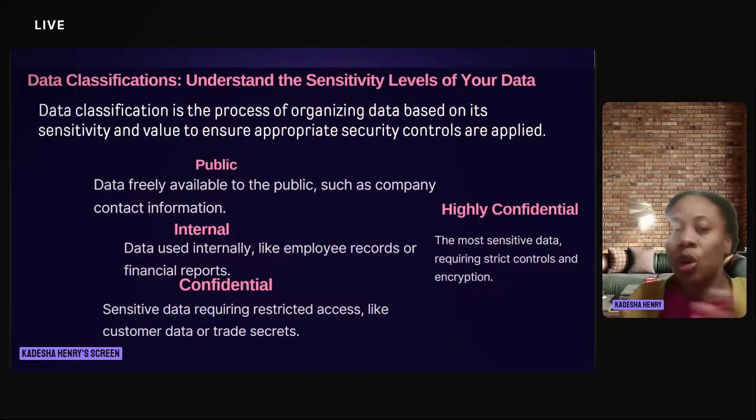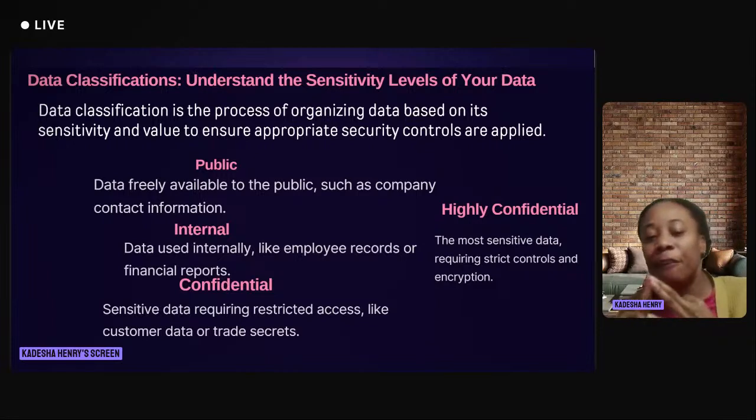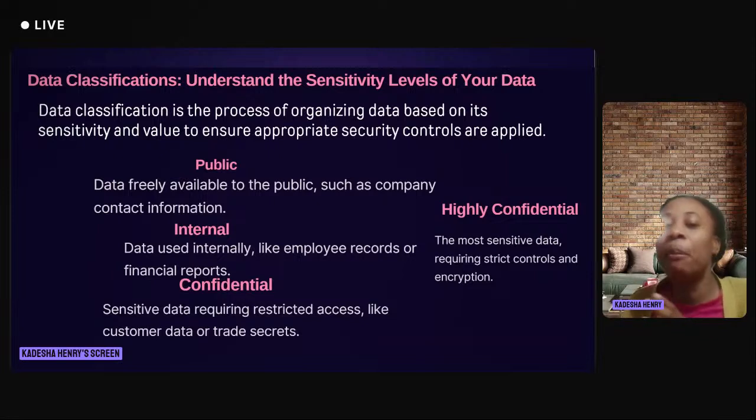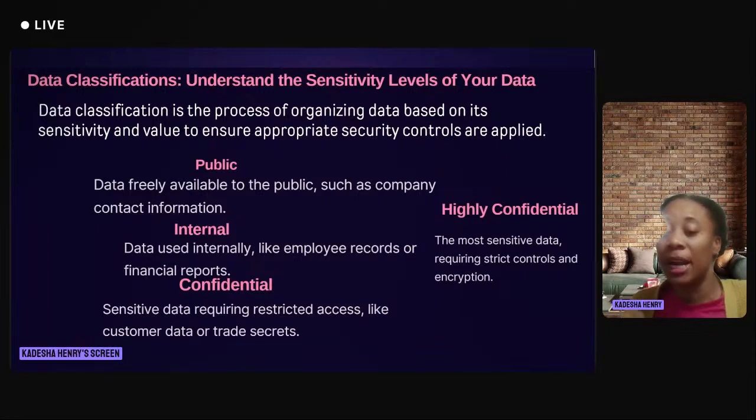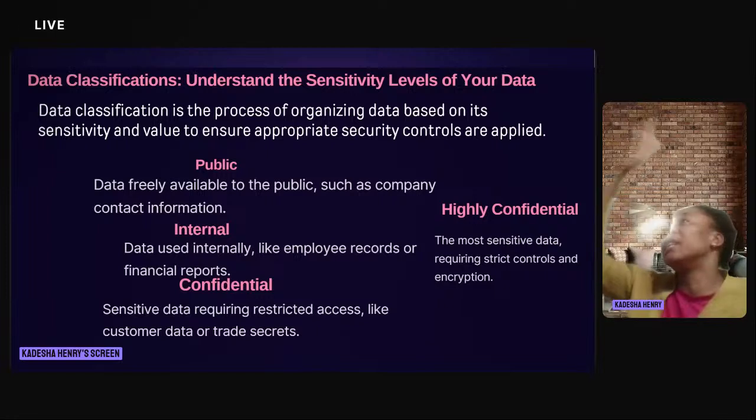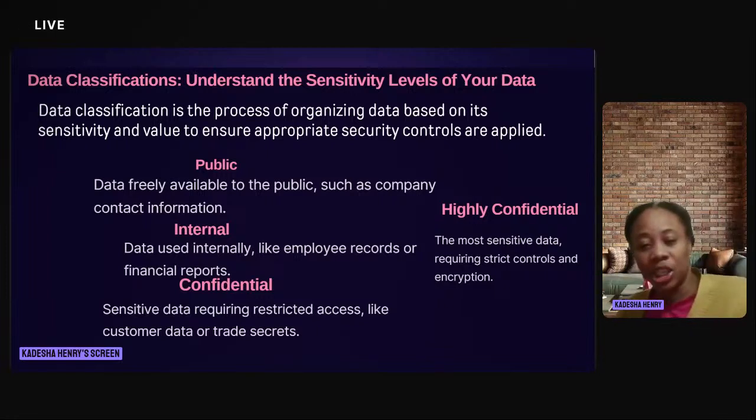So those are the data classifications: public, internal, confidential, highly confidential. Public, anybody can get it. Internal, within the organization: employee records, financial reports. Confidential, sensitive data that requires strict access. And when we talk about confidential, we can think about many organizations, right?